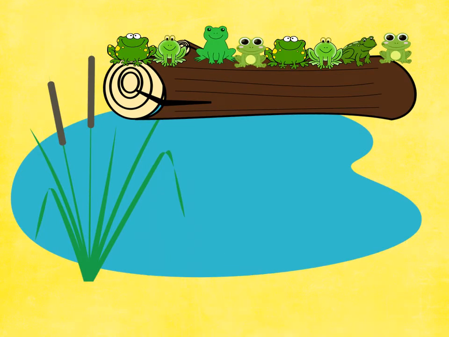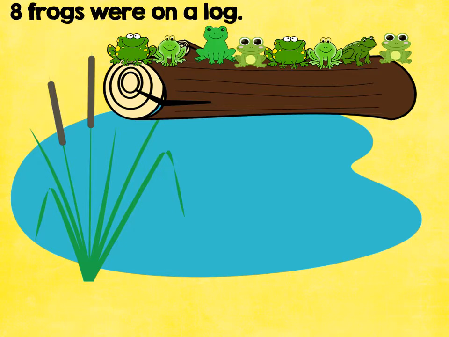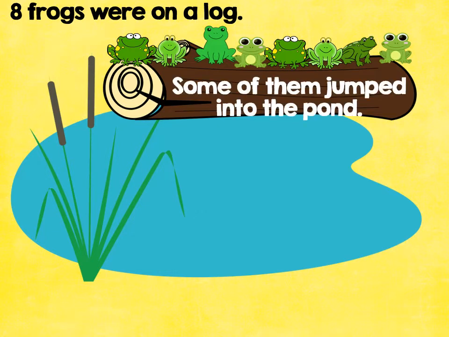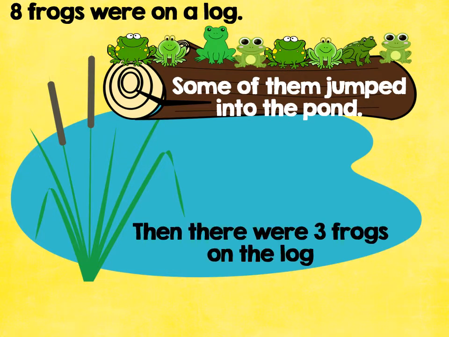Okay, let's break this down together now that you've solved it. So there were 8 frogs on a log. There they are. Does everyone see them up there? Some of them jumped into the pond. Do we know how many? No, right. We don't know how many jumped in. We just know some of them jumped in. So let's picture this in our heads. There are the frogs on the log. Some of them jump off of the log and into the pond. And then there were 3 frogs left on the log.